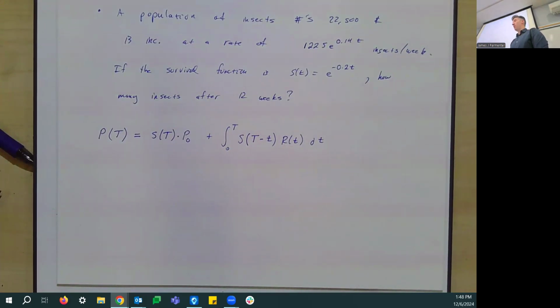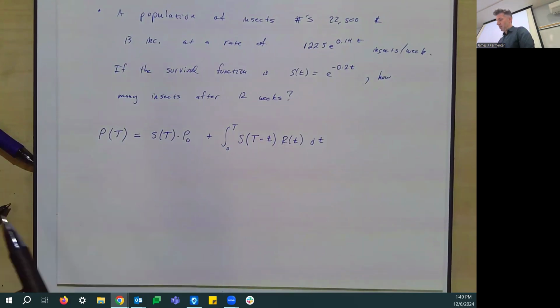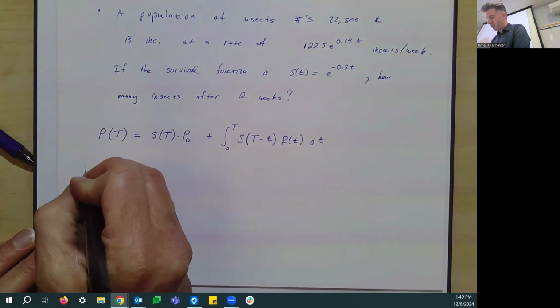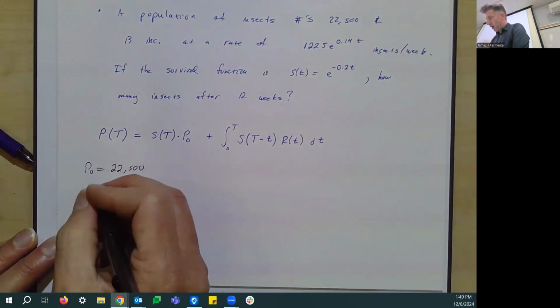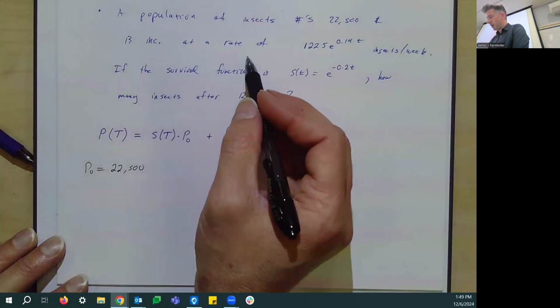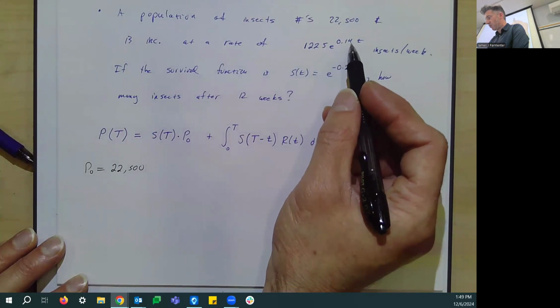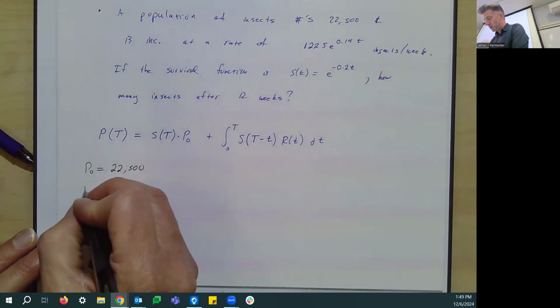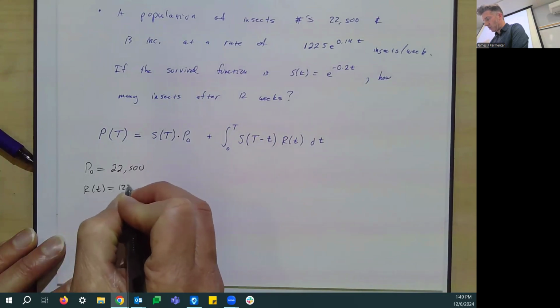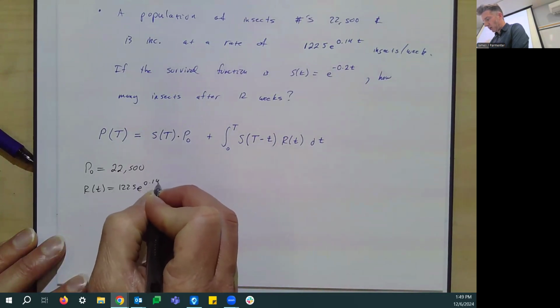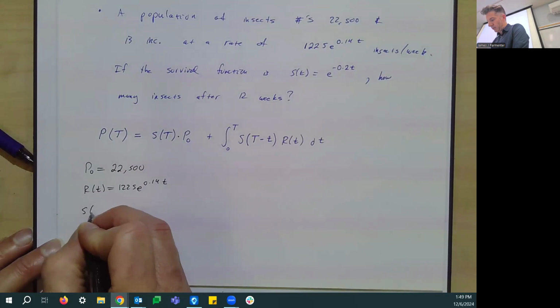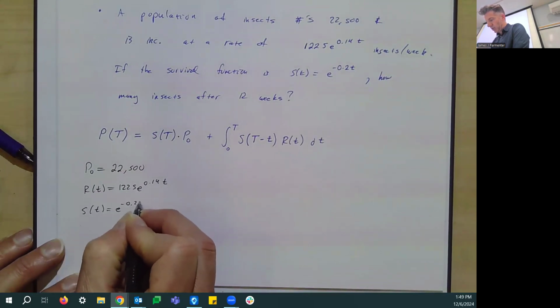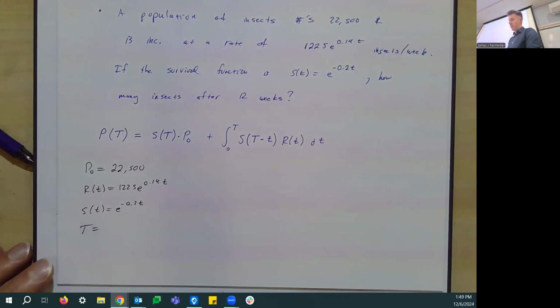So let's identify all the things. Here's what we need to identify. P naught is how much we're starting with, which is 22,500. We're increasing at a rate of 1,225 e to the 0.14 t insects per week. That's our R of t. So R of t is 1,225 e to the 0.14 lowercase t. They told us what S of t was: e to the negative 0.2 t. And finally, capital T is the amount of time elapsed, which in this case is 12 weeks.